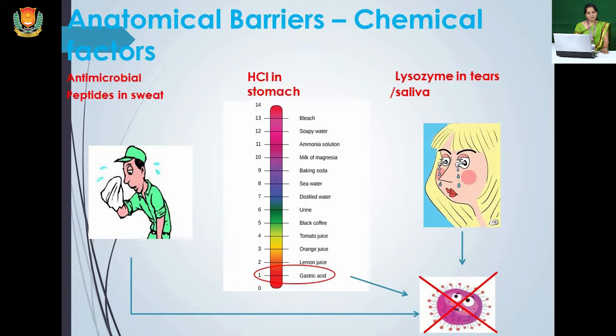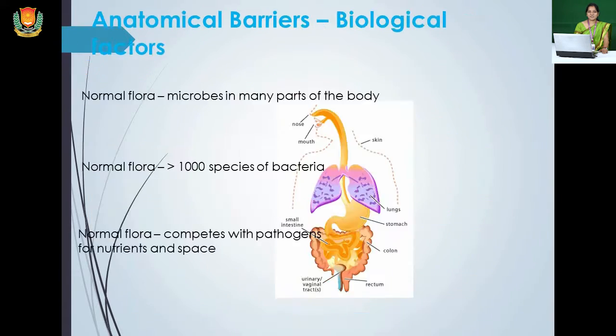Now again, anatomical barriers also include chemical barriers. For example, our stomach has gastric acid. Because of that, the pH of the stomach is very low. This low pH helps the host to remove the pathogen, or the pathogen is not able to live in that acidic condition. Then lysozyme is present in our tears. That is also helpful to remove the pathogens. Then the sweat also contains certain antimicrobial agents which remove the pathogen.